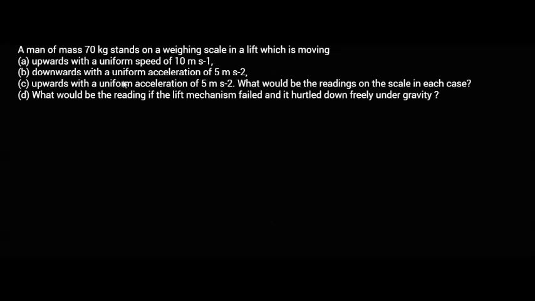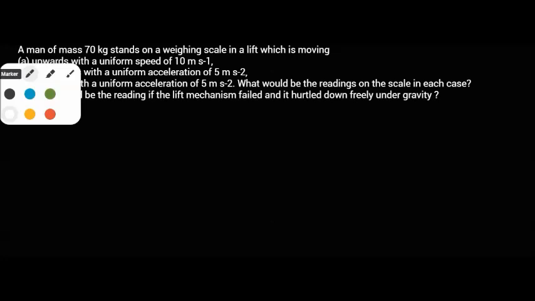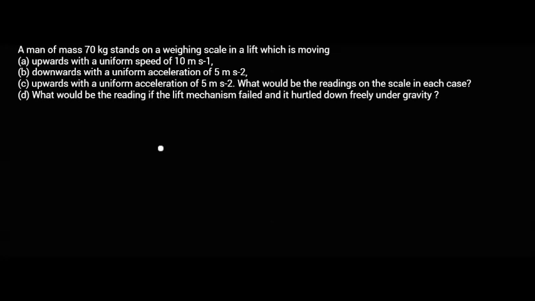Right, so this problem is almost similar to the previous problem. In this question, a man is standing in a lift with a weighing machine. So when the lift is moving with a different acceleration and a different speed, the measurement of the weight shown by the weighing scale is different. So we will call that weight the apparent weight.